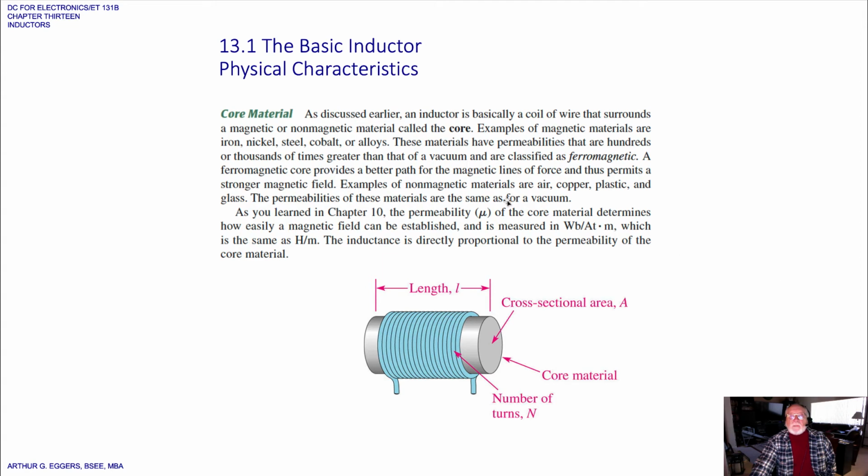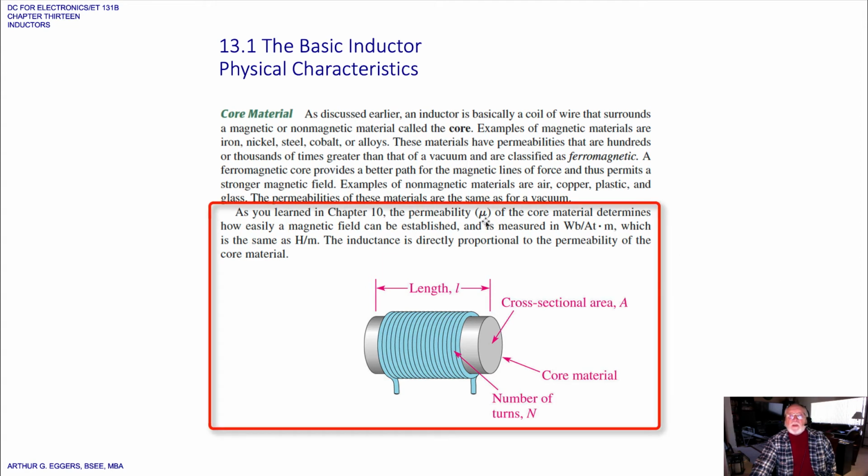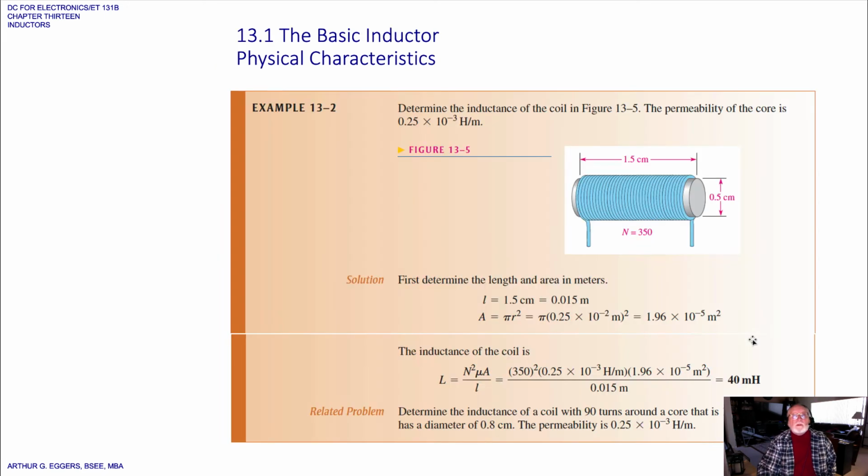In the previous chapters, we learned that permeability, for which we use the Greek letter mu, of a core material determines how easily a magnetic field can be established and is measured in Webers per ampere turns times a length, in meters, which is the same as H divided by m. Okay, the inductance is directly proportional to the permeability of the core material.